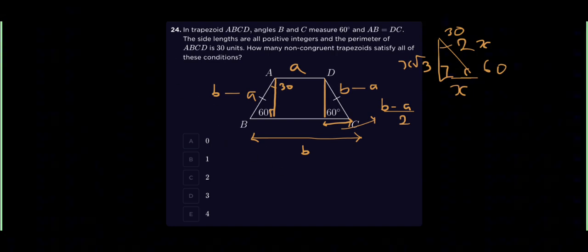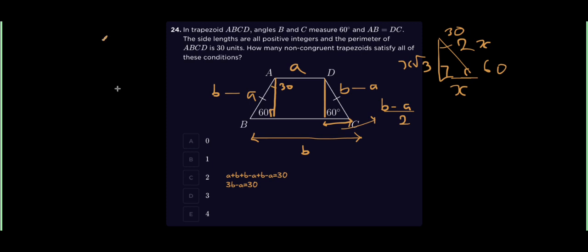I'm just going to type it, I don't want to write it. So a plus (b minus a) plus (b minus a) is equal to 30. If I simplify it, that becomes a minus a minus a, and then b plus b is 2b, so that becomes 3b minus a is equal to 30.